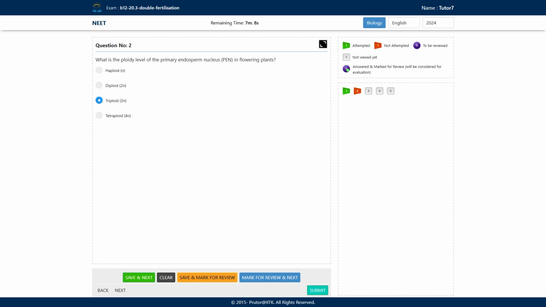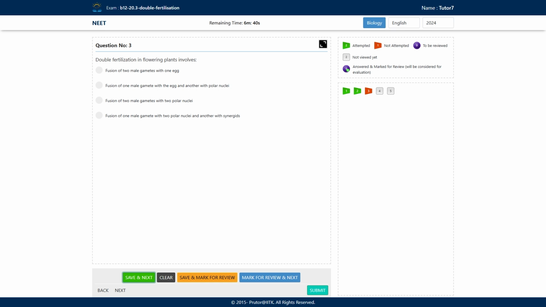Two polar nuclei and one male gamete fuse together and that fusion is called triple fusion. The nucleus is now called the primary endosperm nucleus because by the division of this nucleus only the endosperm will be formed. So that is why it is called the primary endosperm nucleus. Okay, great. We will save this answer and move to our next question.